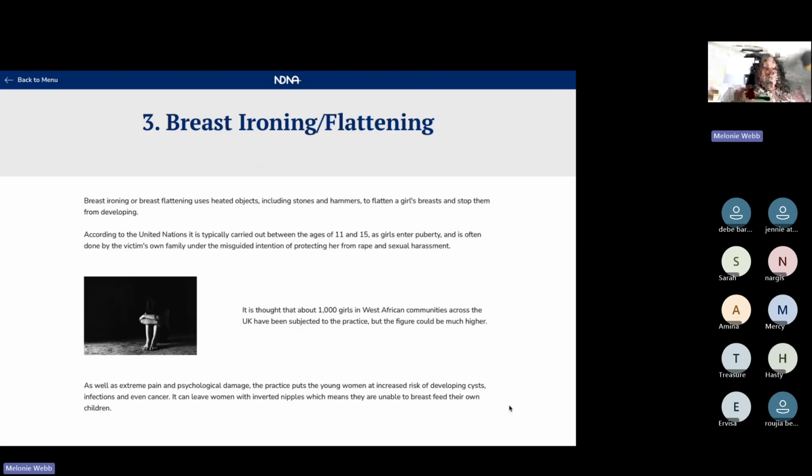So, according to the United Nations, breast ironing is typically carried out between the ages of 11 and 15 as girls enter puberty, and is often done, as we said, by the victim's own family under the misguided intention of protecting her from rape and sexual harassment.